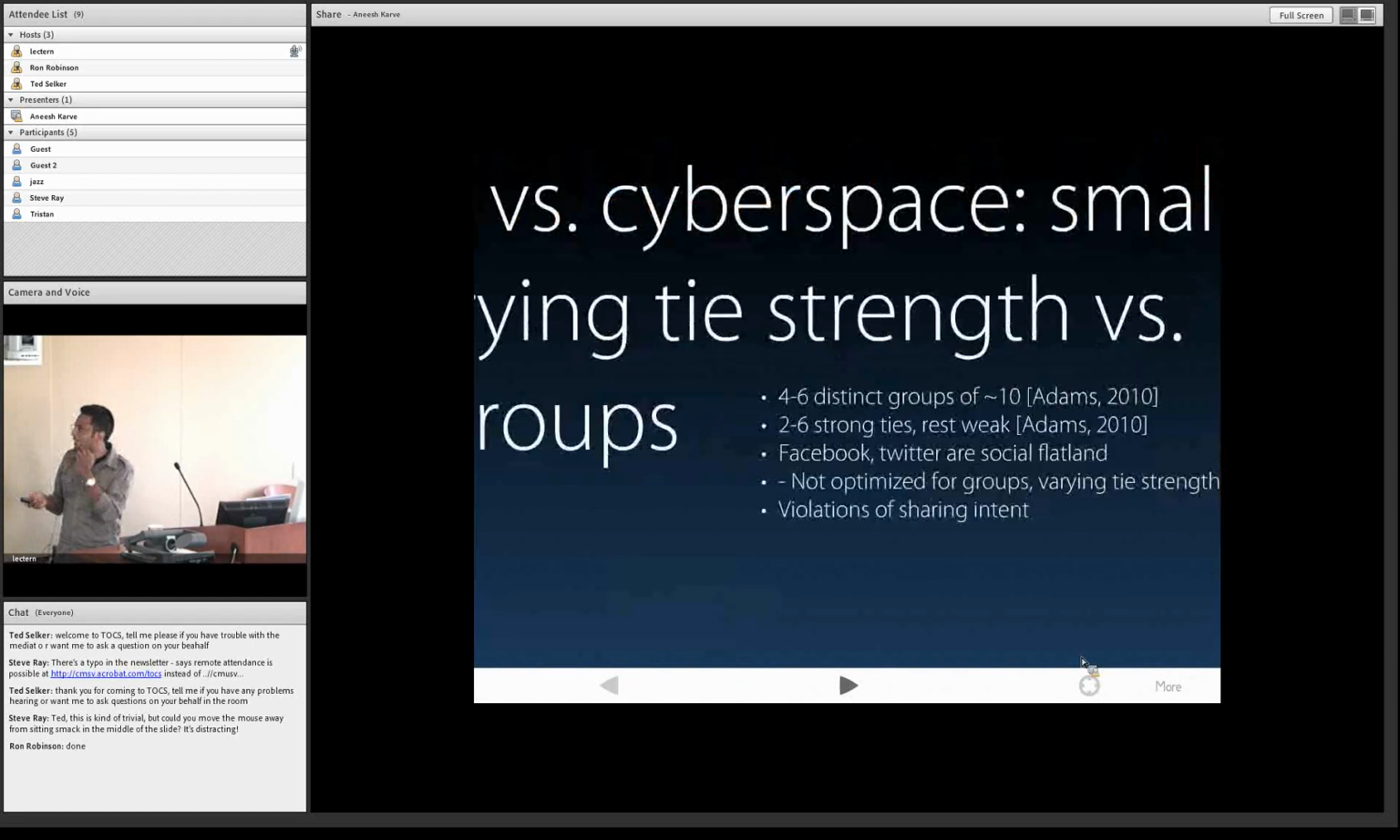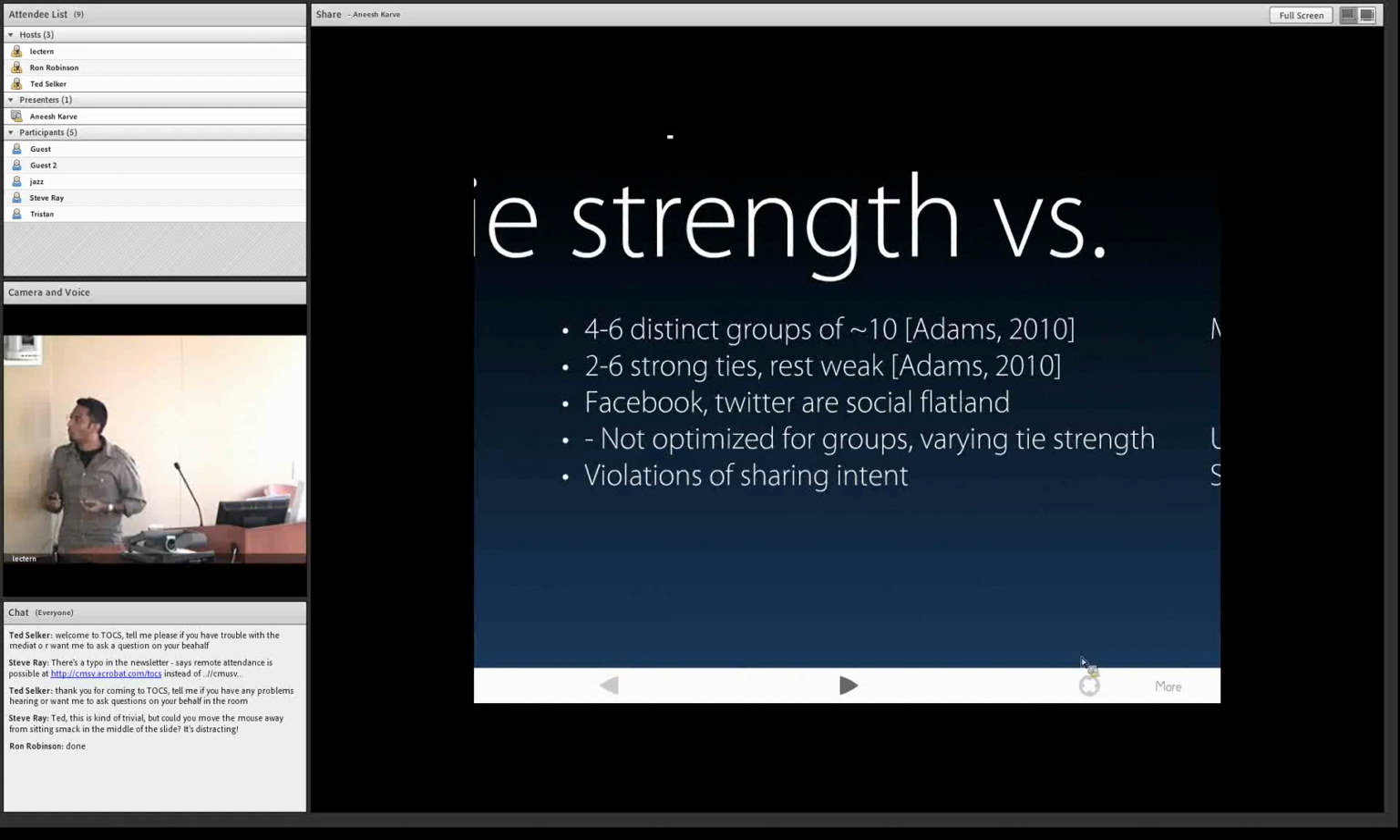The first thing was a researcher by the name of Adams at Google who did a very fascinating study called The Real-Life Structure of Social Networks. He had a couple of important findings that I want to go through, and I want to add a couple of observations there. First of all, people tend to interact with 4 to 6 distinct groups of about 10 people. And there are different tie strengths within a person's social circle. As a rule, people have 2 to 6 very strong ties, and the rest of them are all weak ties. Does anyone start to see the mismatch here?